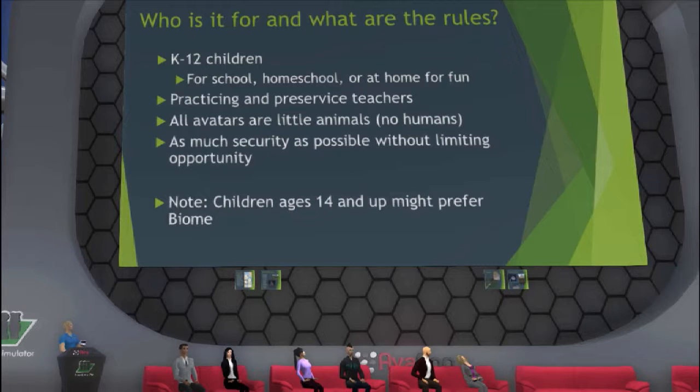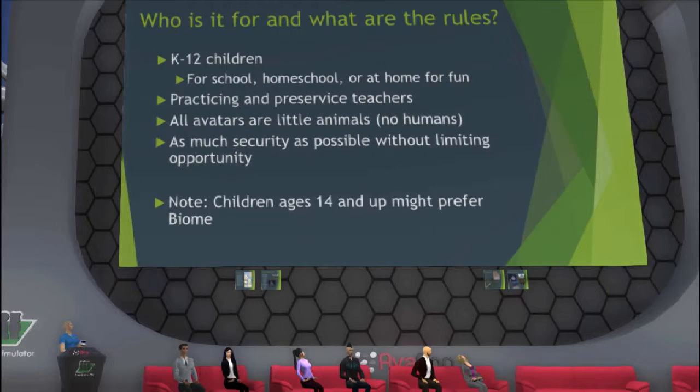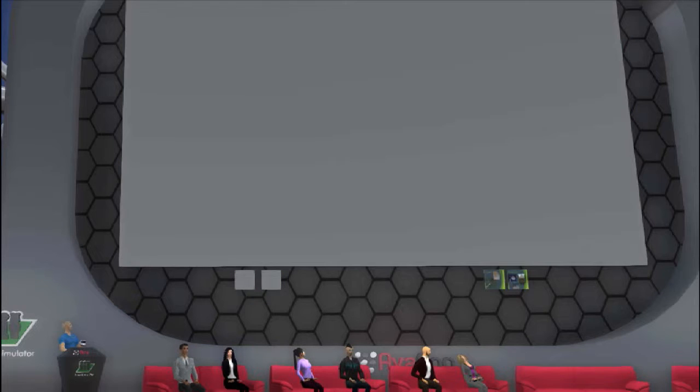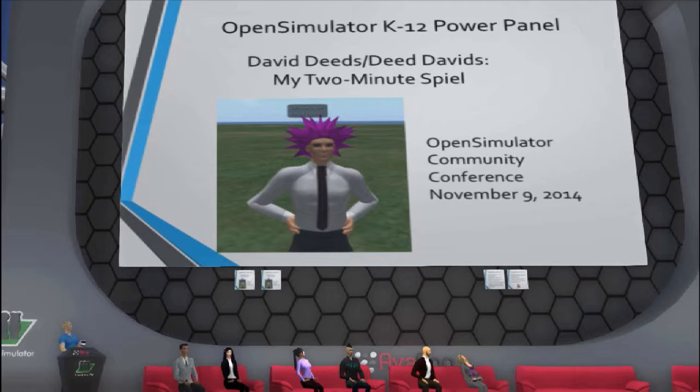We do have Biome, which has no age limit, young or old. And children 14 and up may prefer that because they can hypergrid to the other Vibe Islands, which they cannot do from Biome for Kids. So they can go to Genome and the different areas. But that would be up to the school, the teacher, and what have you.